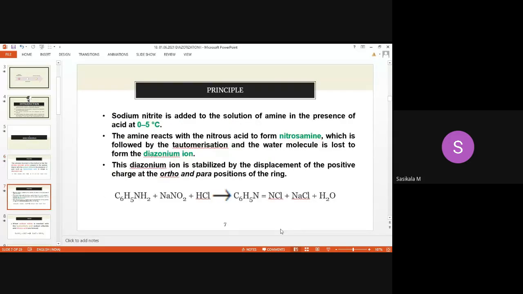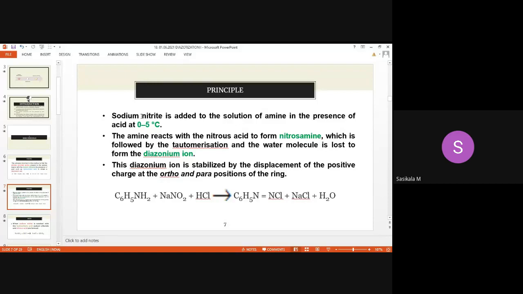That's it. In brief, as discussed, first the primary aromatic amine is added with acid to maintain the acidic medium, and the temperature is maintained. First, to the sample, we are applying the conditions like hydrochloric acid, acidic medium, and a very low temperature.